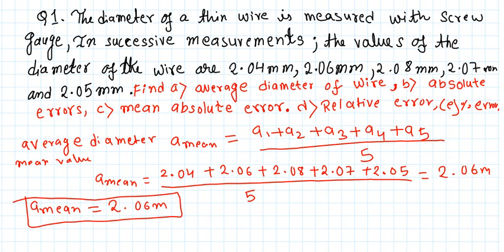Now second, we have to find out the absolute errors. So here is our mean value. We can treat it as the true value. So what is the absolute error? Mean value minus individual measured value. Our mean value, A mean, is 2.06 mm.